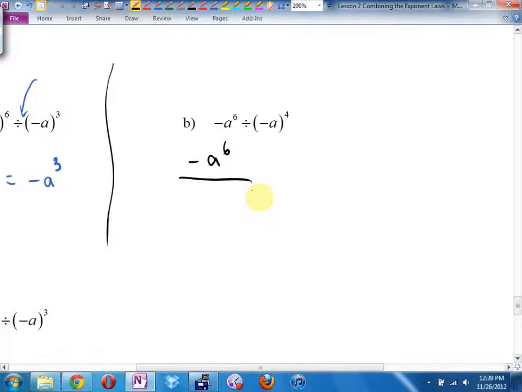What about in the second one, Greg? Will the negative stick around or vanish? Vanish. Over positive A to the 4th. Once again, I have a negative divided by a positive, which is a negative. Final answer, Amy? Thank you, A to the 2, not A2.